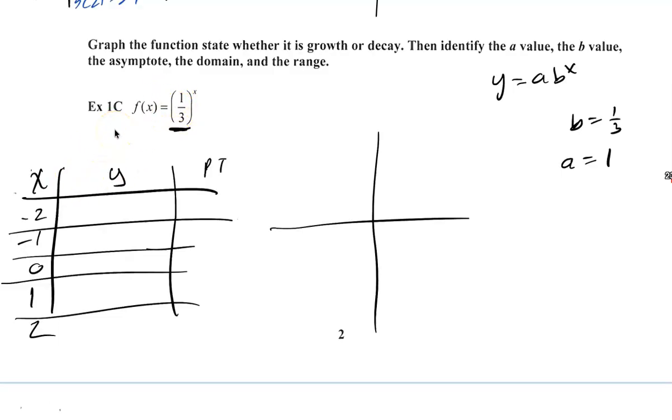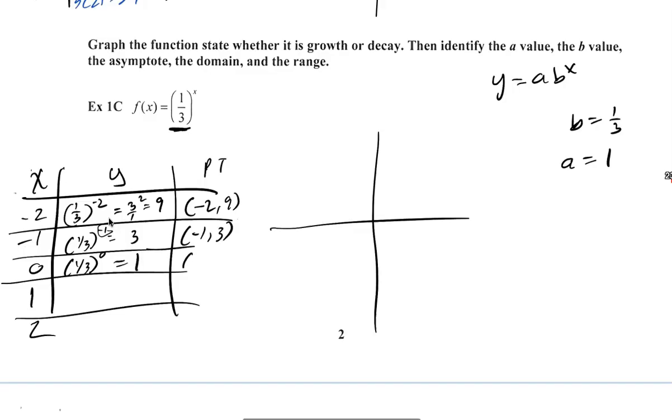So substituting -2. So 1/3 to -2. And remember, a negative power flips it, so this becomes 3 over 1 squared, which is just 9. So -2 and 9. 1/3 to the -1. Again, negative power just flips it, so 3. So -1 and 3. 1/3 to the 0 power. Anything to the 0 power is automatically 1. So 0, 1.